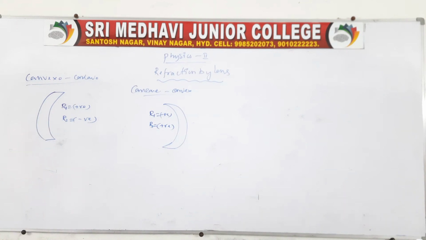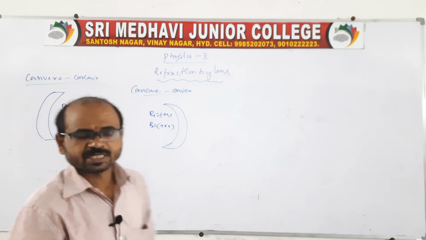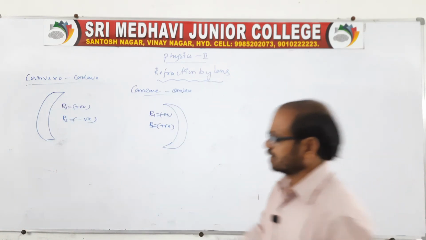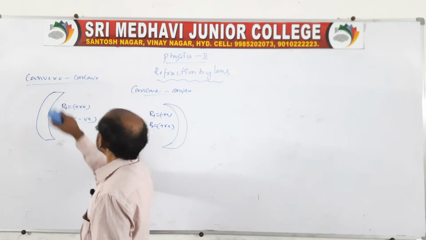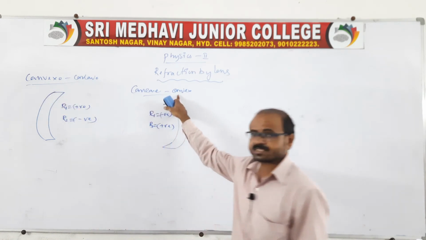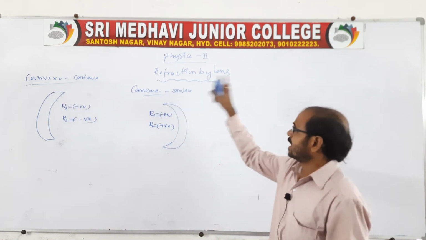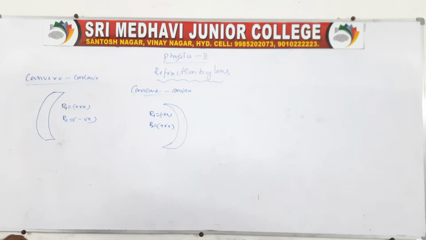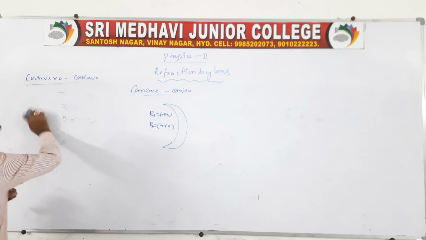Remember here, we name the first shape of the surface first. That's what we are saying here: convexo-concave, and another one is concavo-convex. So this is about the lenses which we have. Now let us move to the next one.